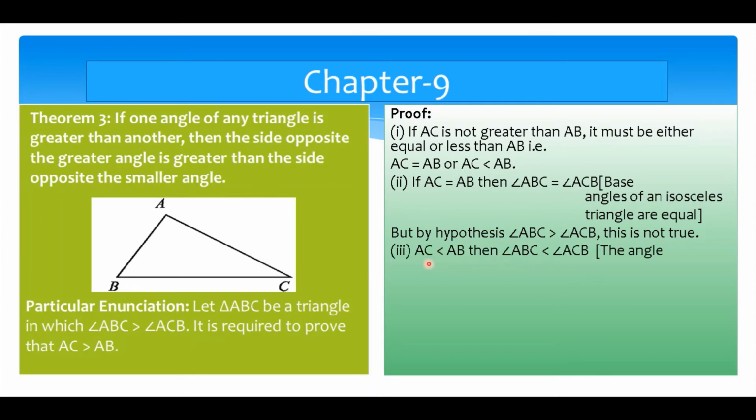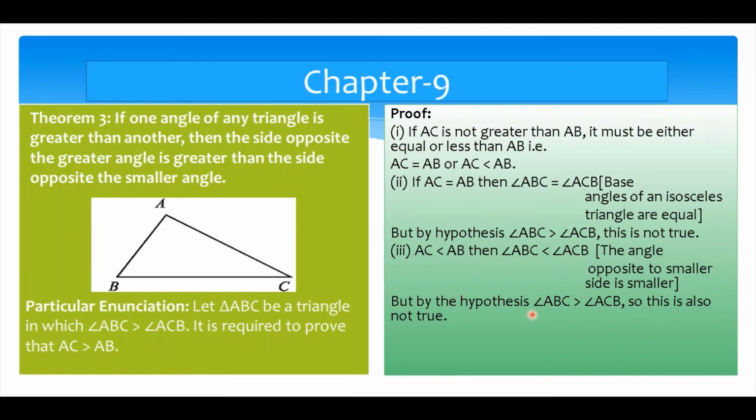Now step number 3, AC less than AB. If AC is less than AB, then angle ABC is less than angle ACB. The angle opposite to a smaller side is smaller. Again, AC less than AB, then angle ABC less than angle ACB. You can see from the figure, angle ABC is less than angle ACB. The angle opposite to a smaller side is smaller.